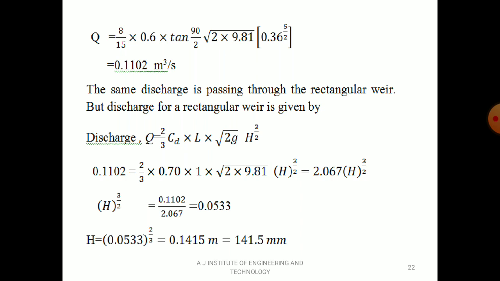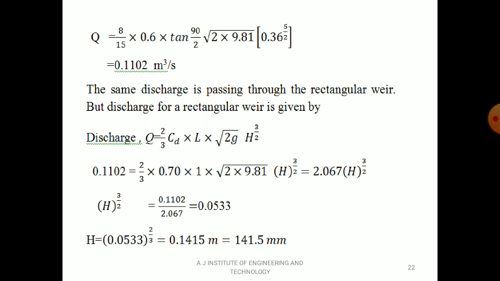So discharge Q equal to 2 by 3 CD into L into square root of 2G into h to the power 3 by 2. The discharge value is the same, 0.1102, that is equal to 2 by 3. The CD value is given for the rectangular weir as 0.70. So 0.70 into 1 into square root of 2 into 9.81 into h to the power 3 by 2. You can replace h by h1 to the power 3 by 2 in order to avoid confusion. So that is equal to 2.067 h1 to the power 3 by 2. So h1 to the power 3 by 2 equal to 0.1102 divided by 2.067, so that is equal to 0.0533.